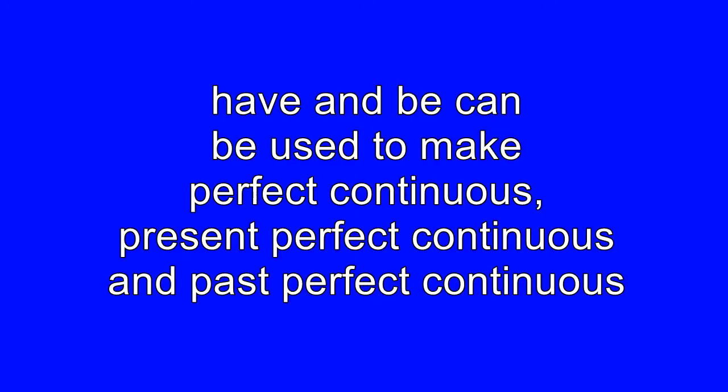Okay, now we can also have the present perfect continuous, the past perfect continuous, and the perfect tenses in the passive form. They're formed using both have and be. So to summarize, you can use have and be to make present perfect continuous, past perfect continuous, and perfect tenses.